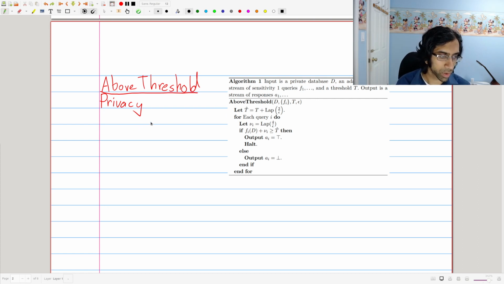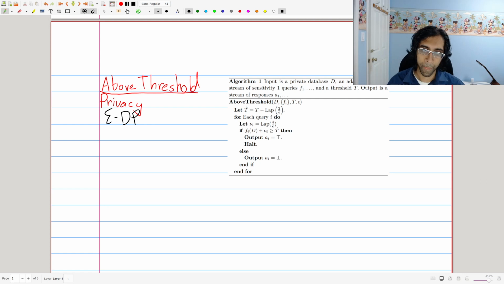The first thing we're going to do is talk about the privacy guarantee. The privacy guarantee is a little bit tricky, so pay attention. What we can say is this is epsilon DP, so it's going to be pure differential privacy. And like I said, the key thing that I want you to watch for as we go through this proof is that this noising of the t hat is going to somehow privatize all of the queries which fall into the below-threshold case simultaneously, which I think is kind of neat.